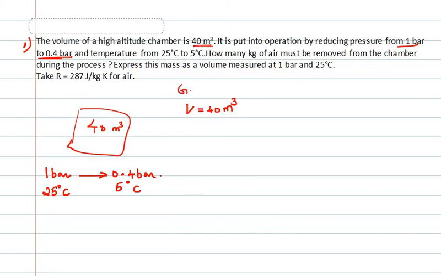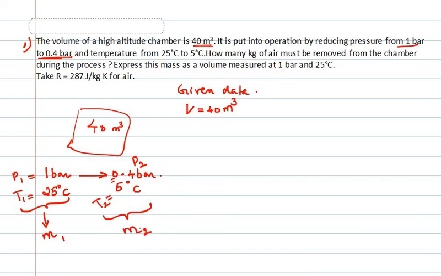So first we shall write the given data. Initial condition, pressure P1 is equal to 1 bar and T1 is equal to 25 degrees Celsius. P2 is equal to 0.4 bar and T2 is equal to 5 degrees Celsius. Corresponding to this pressure and temperature, there will be a mass M1, and corresponding to this pressure and temperature, there will be some other mass M2. So both will not be same. If the pressure is decreasing, automatically some mass will be coming outside.